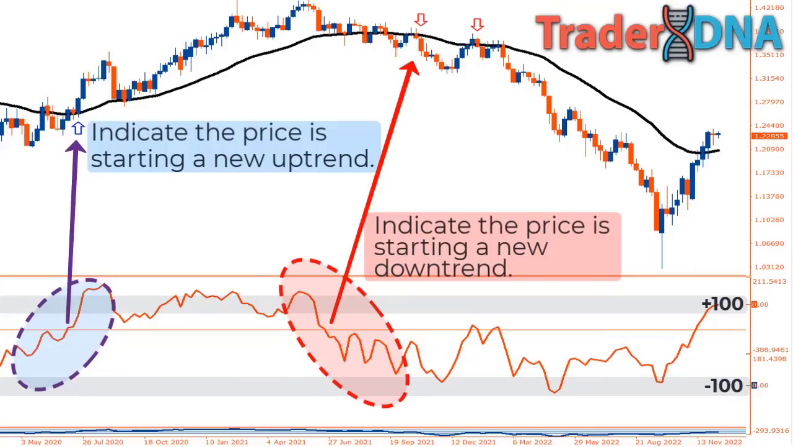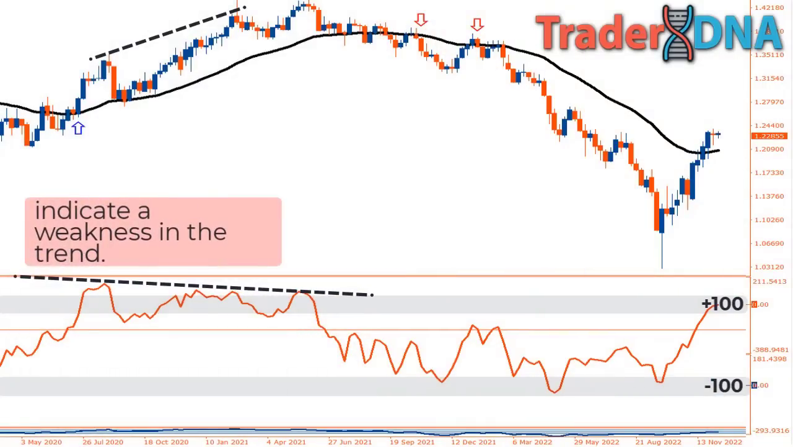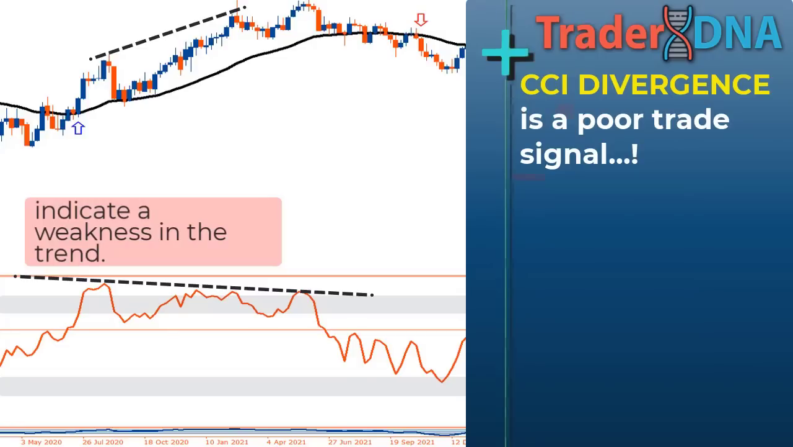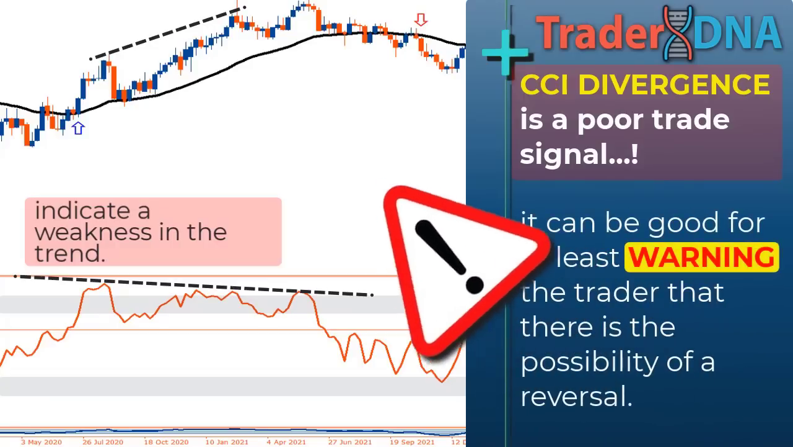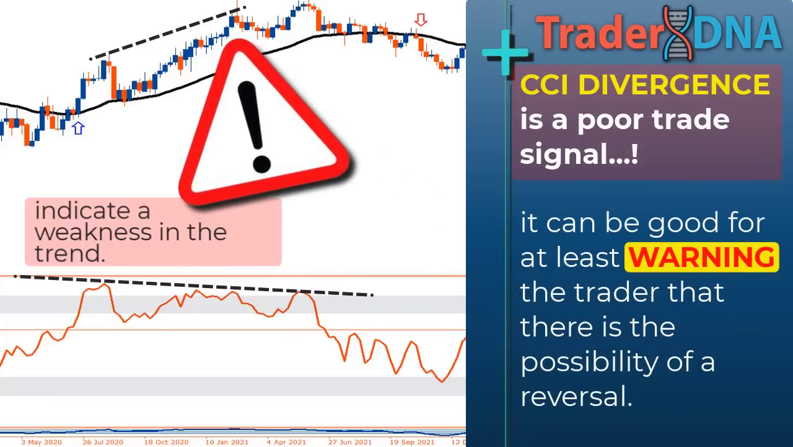There are also divergences when the price is moving in the opposite direction of the indicator. If the price is rising and the CCI is falling, this can indicate a weakness in the trend. While divergence is a poor trade signal, since it can last a long time and doesn't always result in a price reversal, it can be good for at least warning the trader that there is the possibility of a reversal. This way, they can tighten stop-loss levels or hold off on taking new trades in the price trend direction.